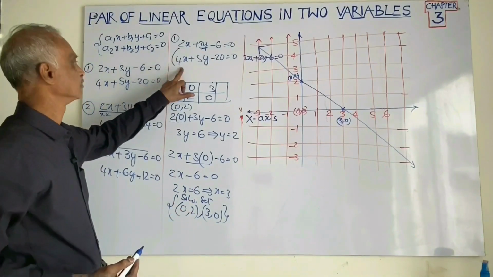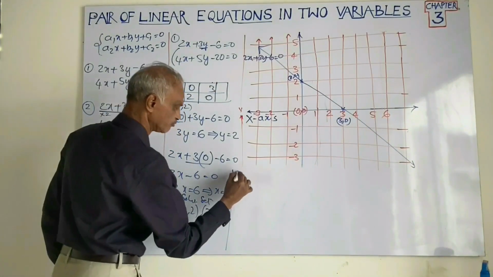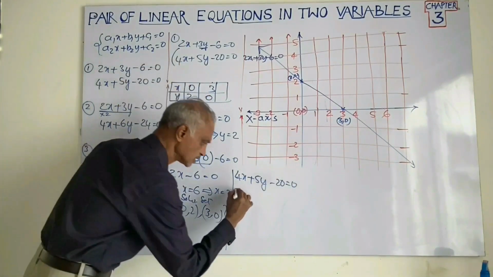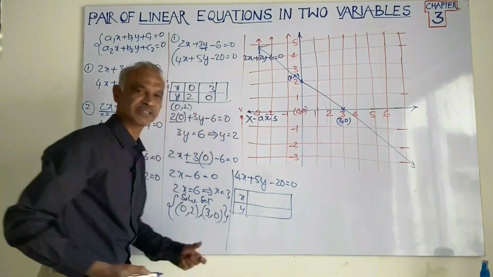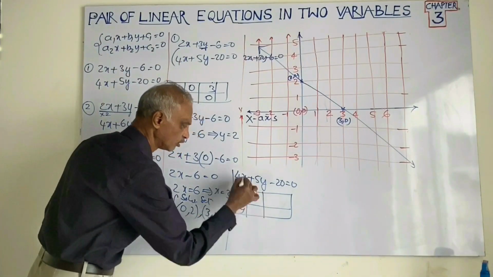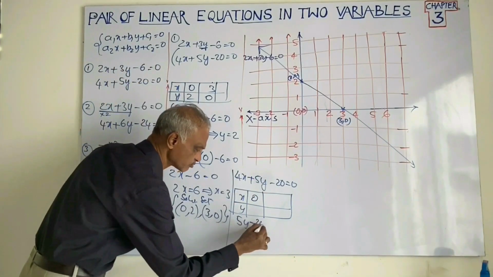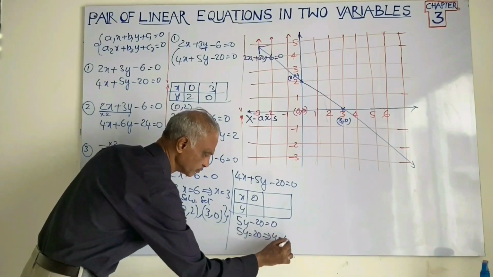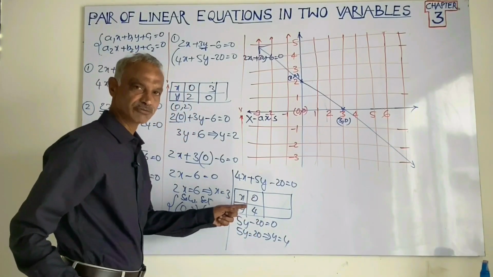We will draw another one, 4x plus 5y minus 20 is equal to 0. For this we will prepare ordered pairs, a short method to draw a straight line. Take x is equal to 0: 4 into 0 is 0, so 5y minus 20 is equal to 0. 5y is equal to 20, you will get y is equal to 4. If you take x is equal to 0, you get y is equal to 4.